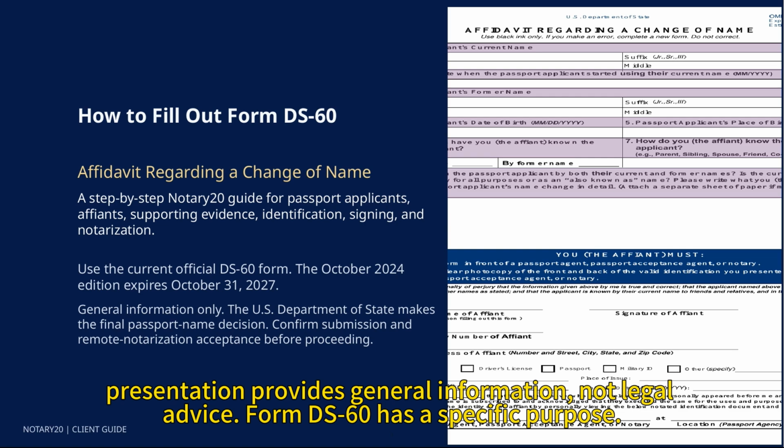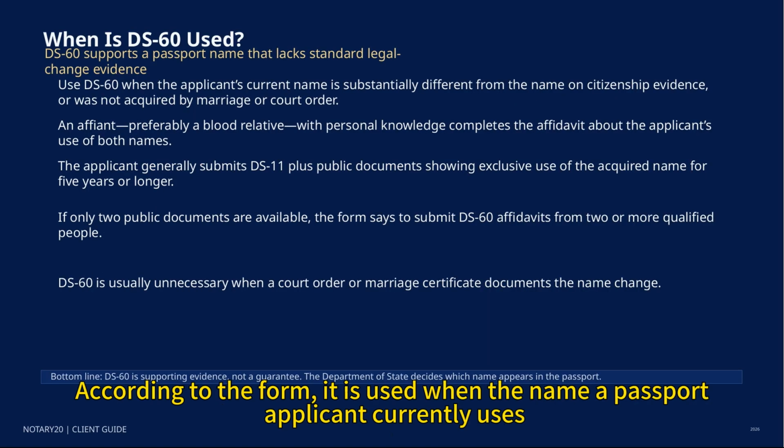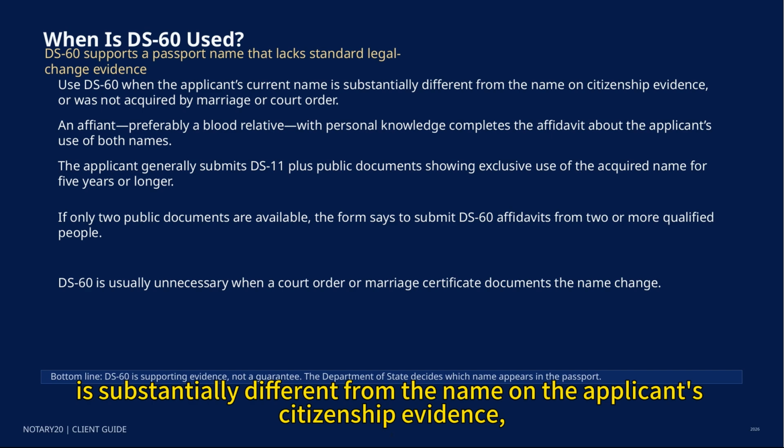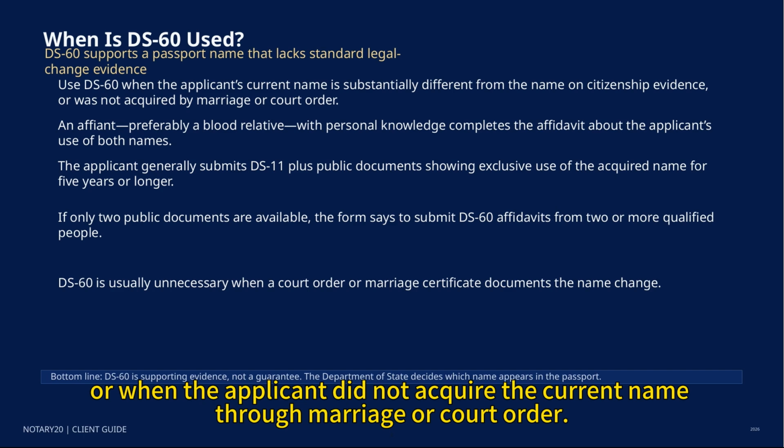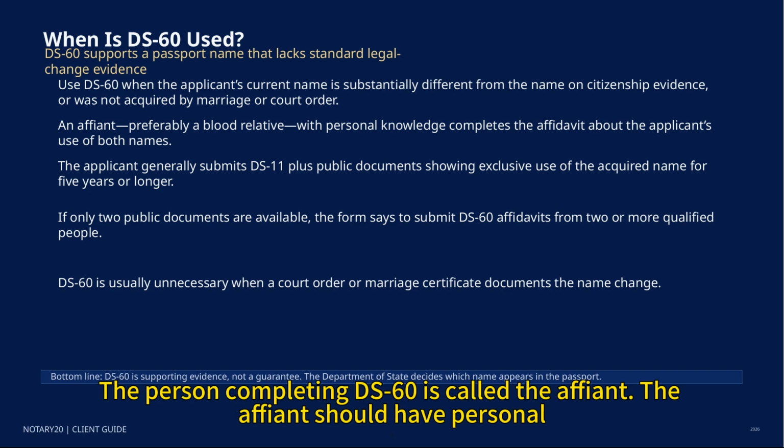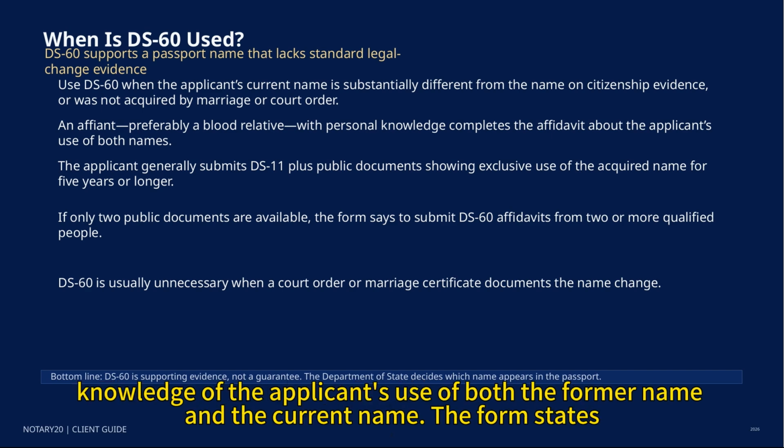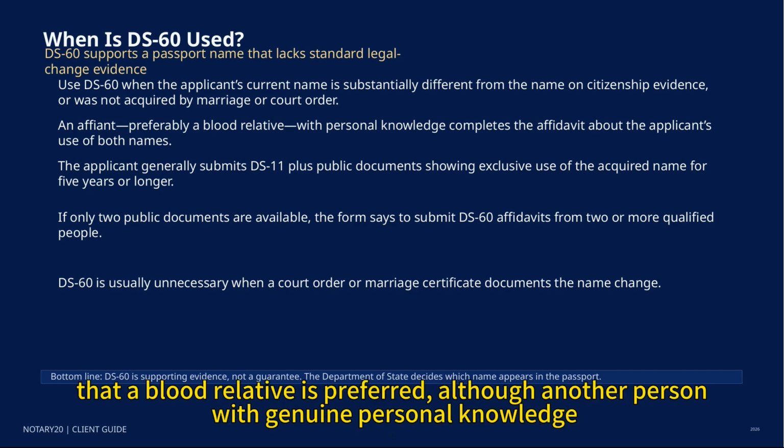Form DS-60 has a specific purpose. According to the form, it is used when the name a passport applicant currently uses is substantially different from the name on the applicant's citizenship evidence, or when the applicant did not acquire the current name through marriage or a court order. The person completing DS-60 is called the affiant. The affiant should have personal knowledge of the applicant's use of both the former name and the current name. The form states that a blood relative is preferred, although another person with genuine personal knowledge may be able to serve as the affiant.